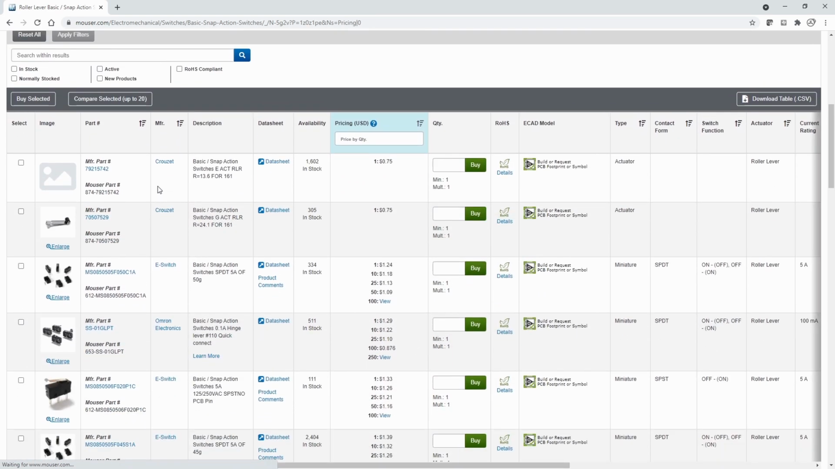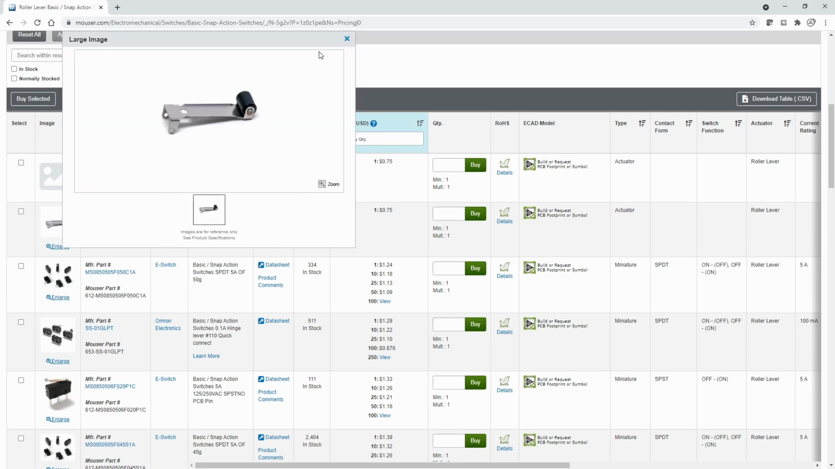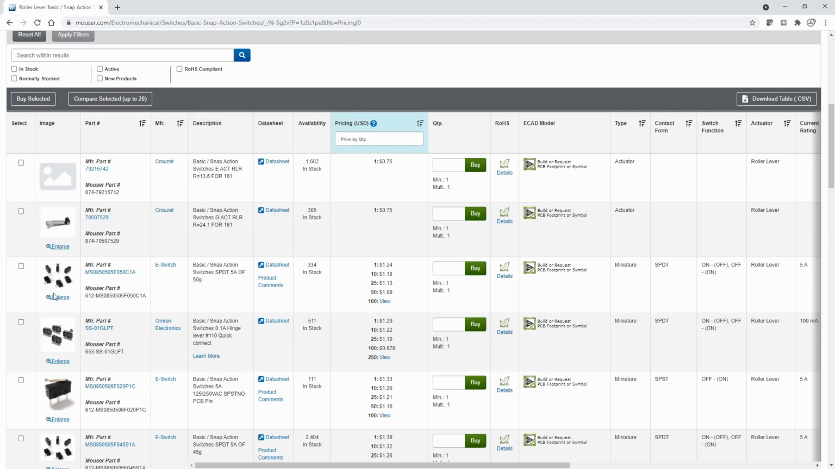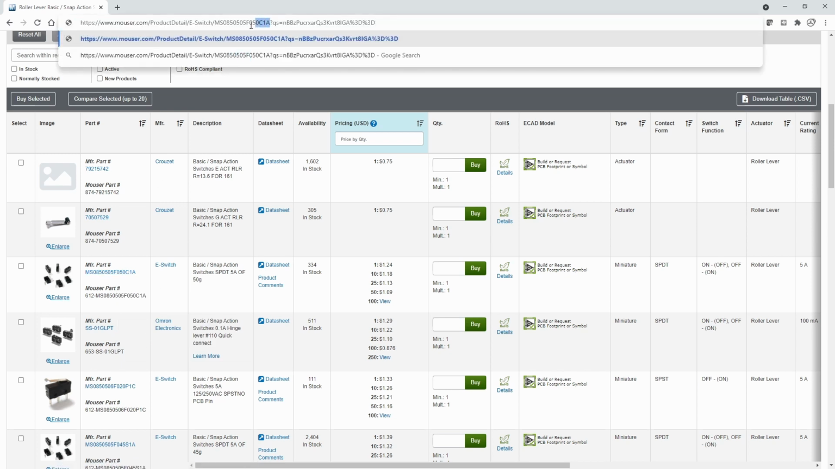Now looking at this, at the top, I don't know what this one is. This looks to be just the metallic part that's actually the rocker, not the actual switch itself. The first one that actually is a switch is this one, manufacturer part number MS085, and so on. Now, I'd like to copy that number, but I'm not able to select here. It looks like they've disabled that on the website, but I can just right click, copy the link address, and grab it out of there.